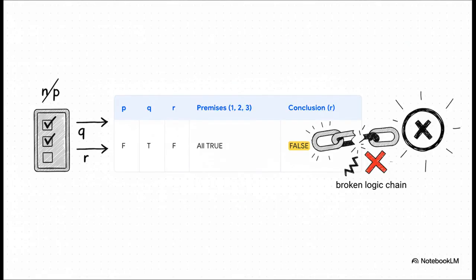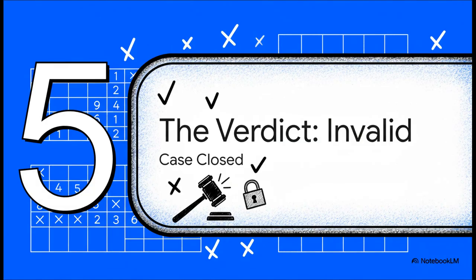So let's just zoom in on that row. This is our counterexample. It describes a totally possible world where P is false, Q is true, and R is false. And in that world, all of our starting clues hold up, but the conclusion they lead to fails completely. The logical chain is broken. So, based on this undeniable piece of evidence, we are now ready to deliver our final verdict. The case is officially closed.